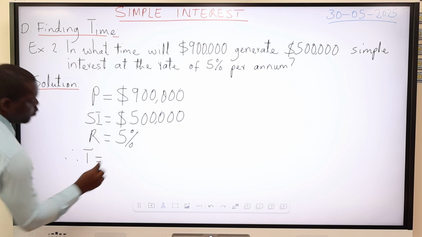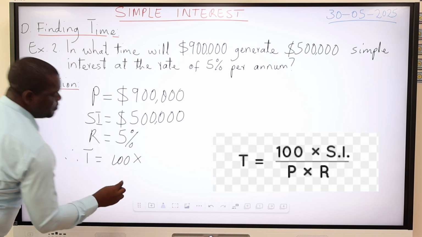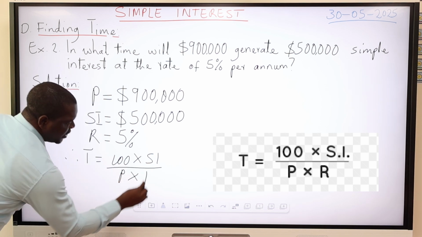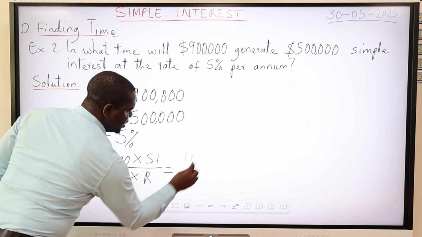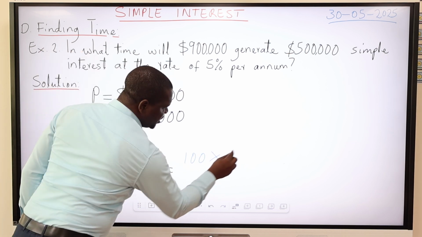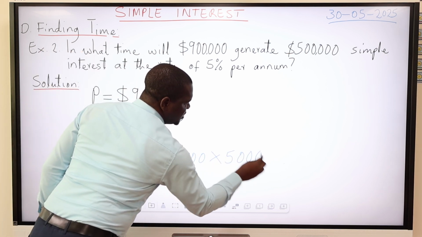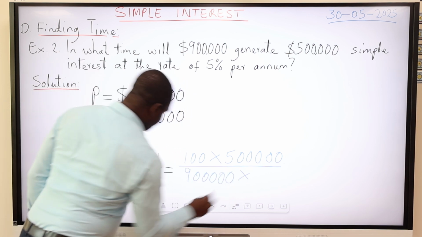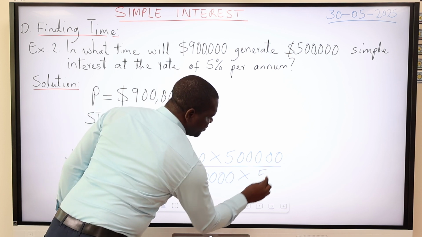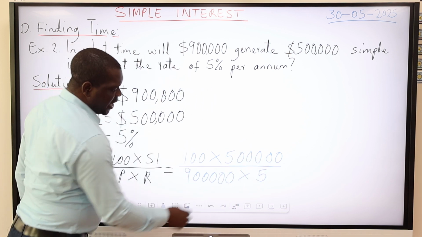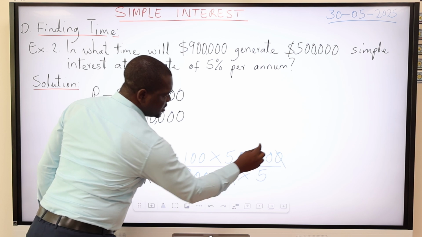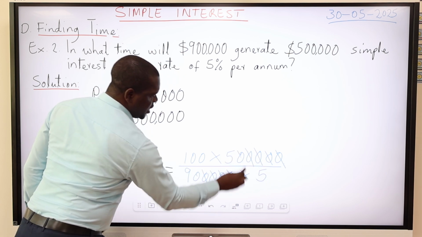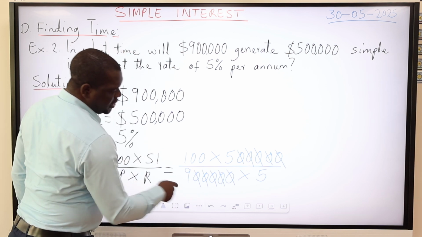Therefore, time will be equal to 100 times simple interest divided by principal times rate. Let's substitute. 100, you multiply this by the simple interest, which is $500,000, and divide by principal, which is $900,000, times the rate, which is 5%. Let's simplify. This zero will do away with this, with this, with this, and this with this. You're left with 9 and 5.